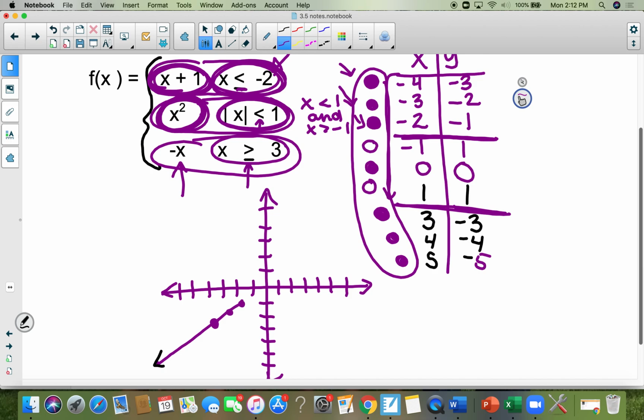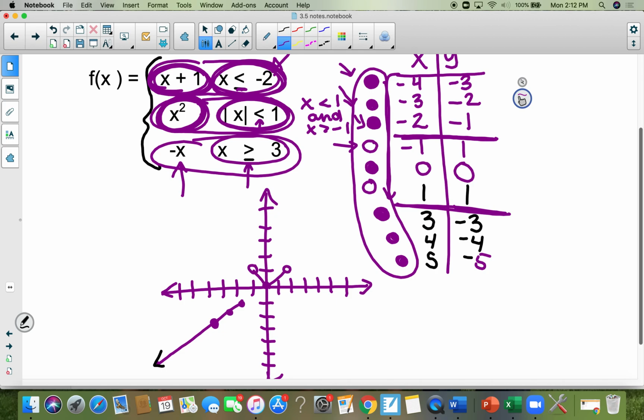At -1, 1, it's an open circle. Everybody see why? At 0, 0, it's a closed circle. And at 1, 1, it's an open circle, and you connect your points, and there's no arrow for the middle one because it's bounded between -1 and +1.